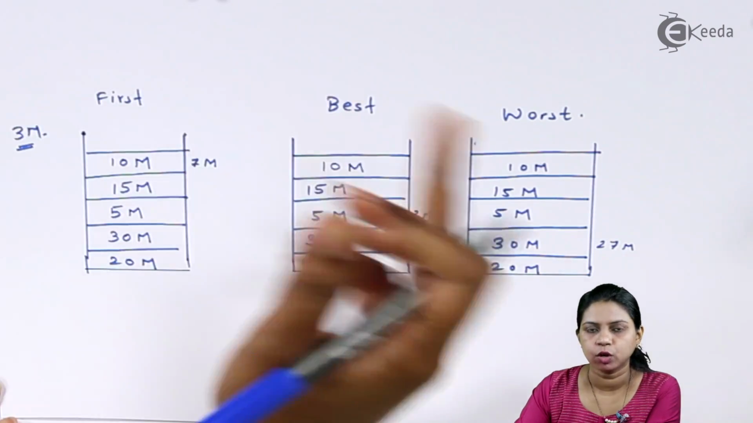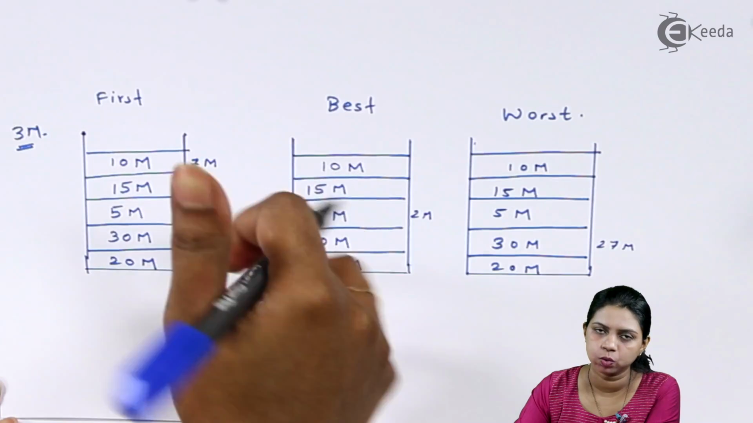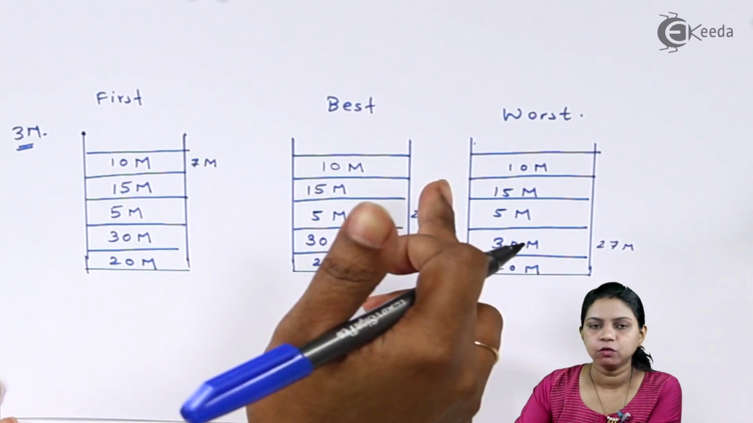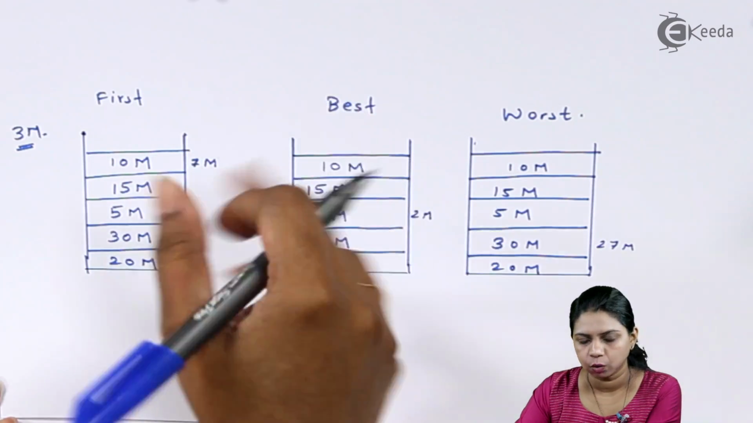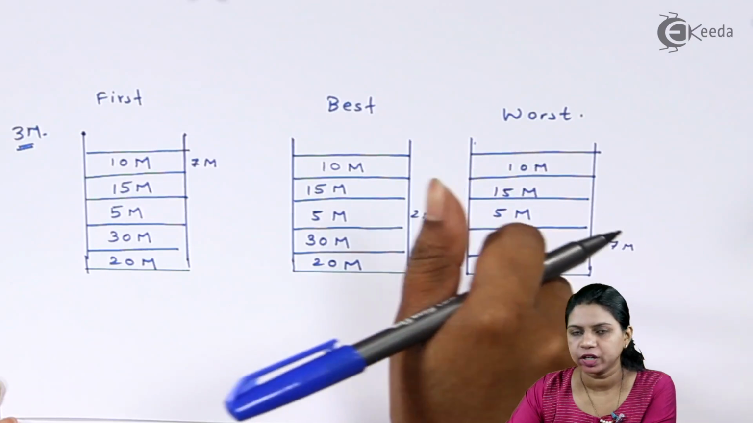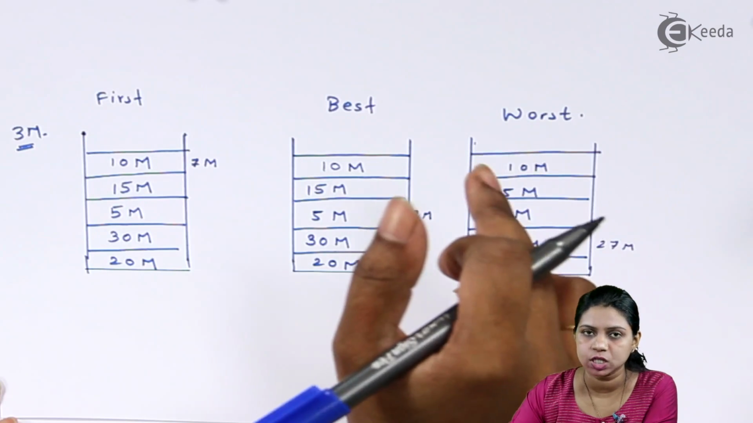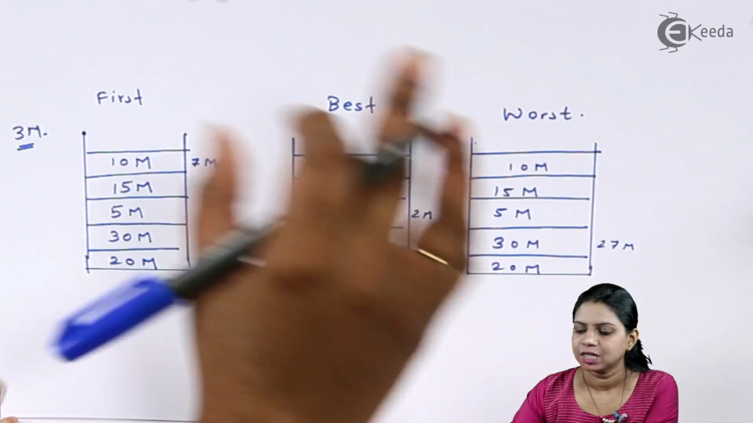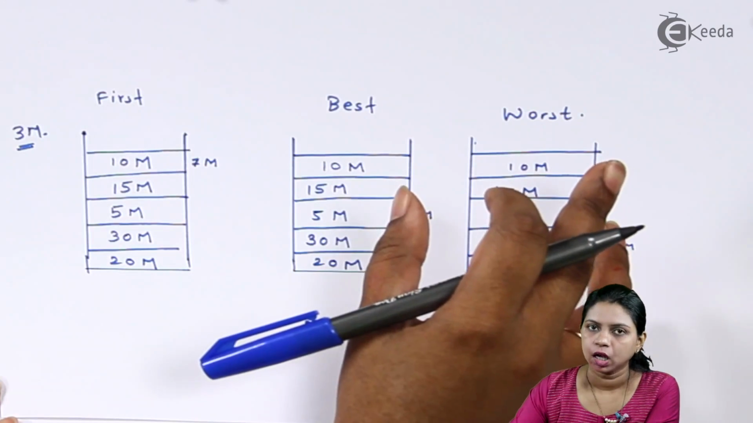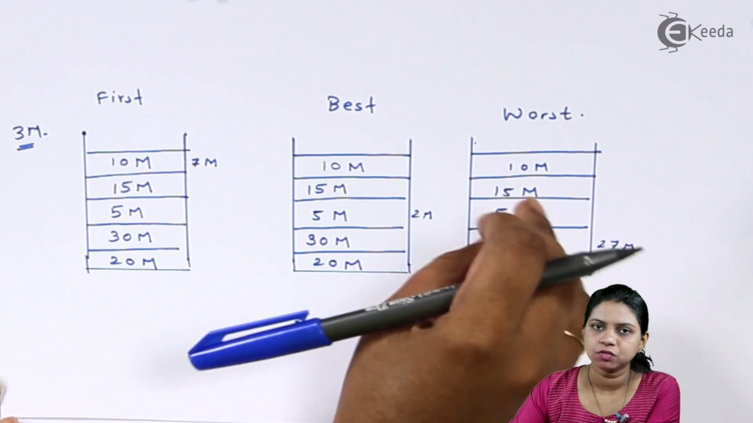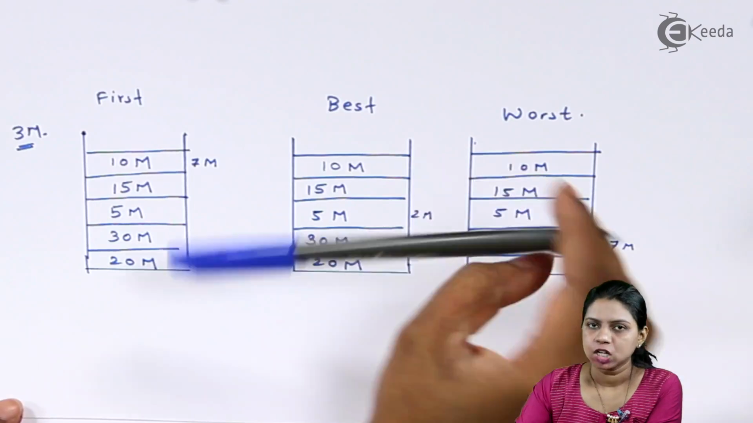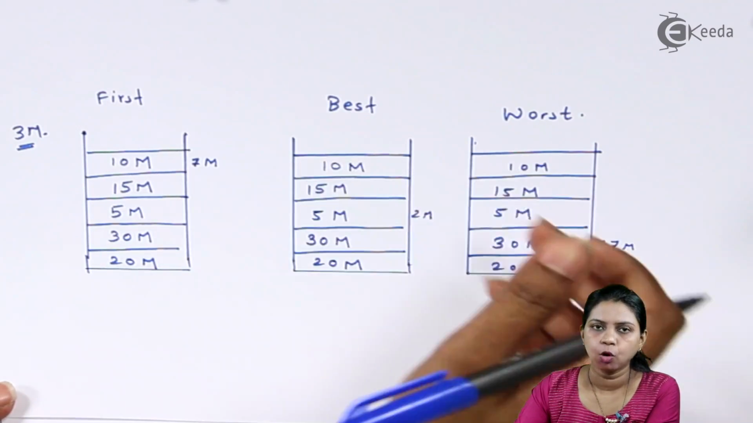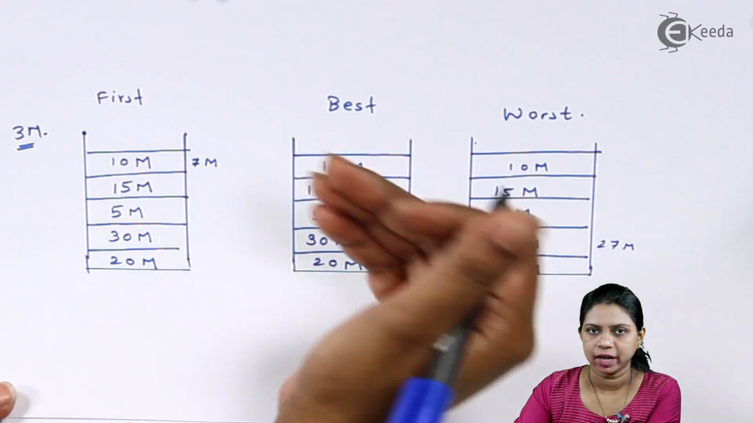So I hope you have understood the first, best and worst fit techniques with an example. In the first fit, we allocate the first hole which is big enough. In the best fit, we allocate the smallest hole which is big enough. And in the worst fit, we allocate the largest hole which is big enough to satisfy the request. So these are the three techniques which we use. You can say the worst fit technique is the worst technique because it wastes more memory as compared to first and best fit.